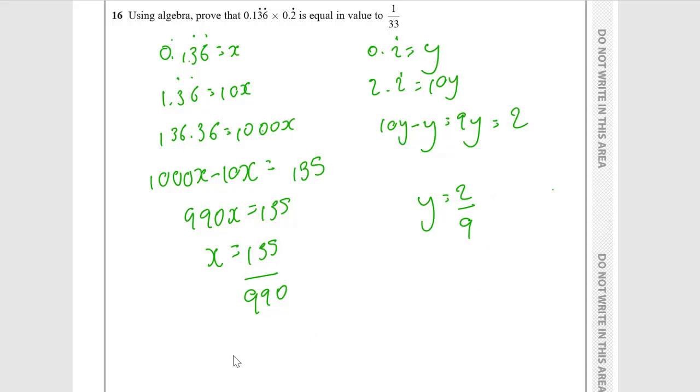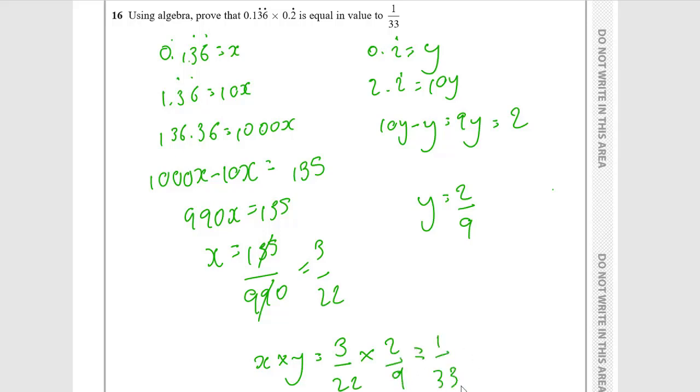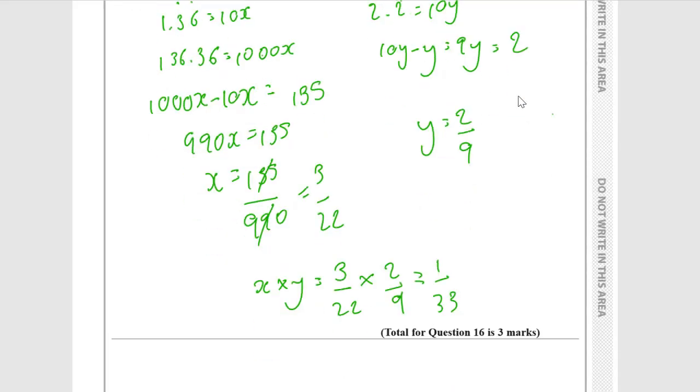So this can be simplified to give us 3 over 22. And therefore, if we multiply x by y, we should get 3 over 22 times 2 over 9, which will give us 1 over 33. And that proves algebraically that this is equal to the value 1 over 33.